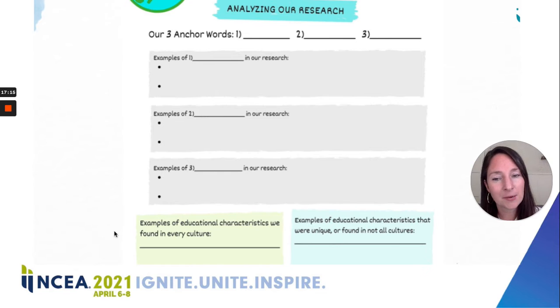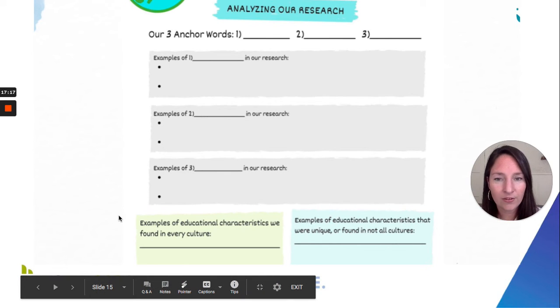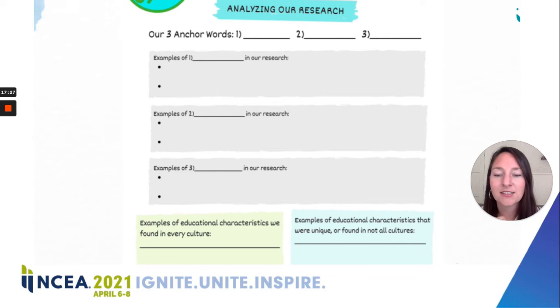Once you've found examples of the 3 anchor words in all of the different countries, you're going to move on to that actual comparing and contrasting. So the box on the left is examples of educational characteristics that we found in every culture. So we're looking for through lines, something that we found the same in every single one. May need to be a little bit of guiding, but likely in different classrooms around the world, although there's lots of differences, you will be able to find some similarities. And the students will always find those, which has been great in my experience.